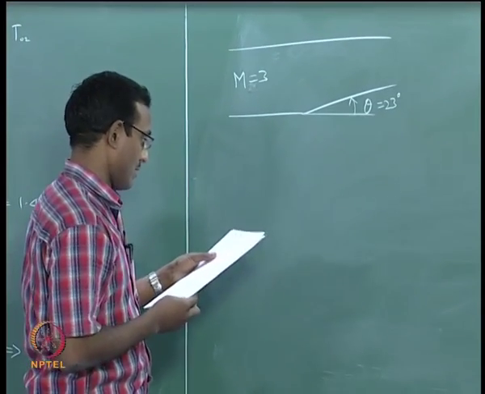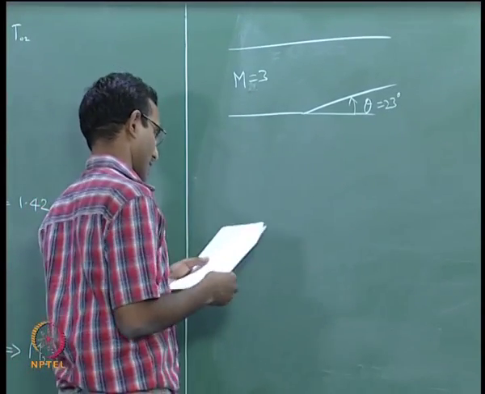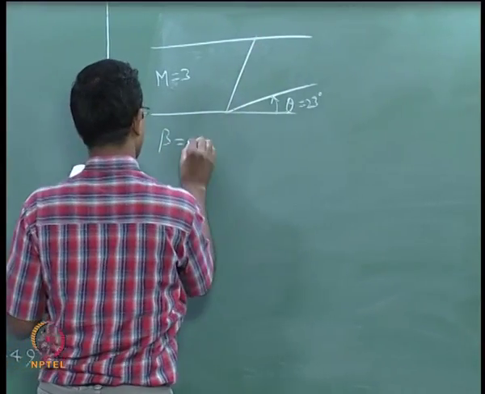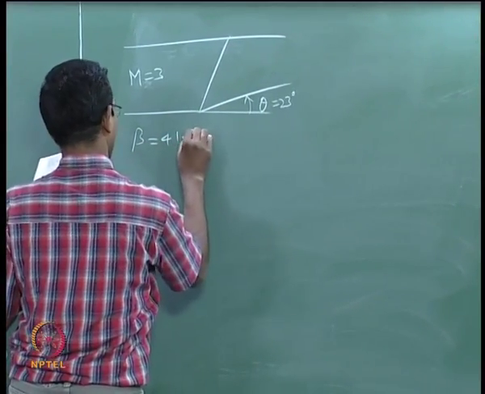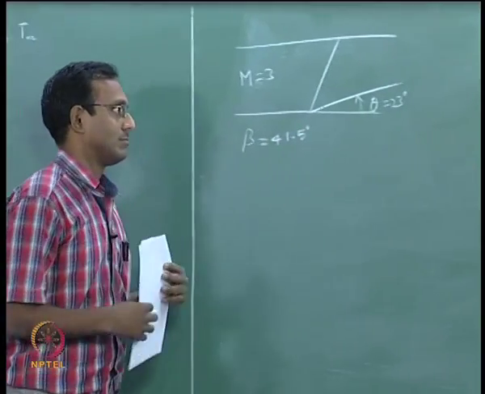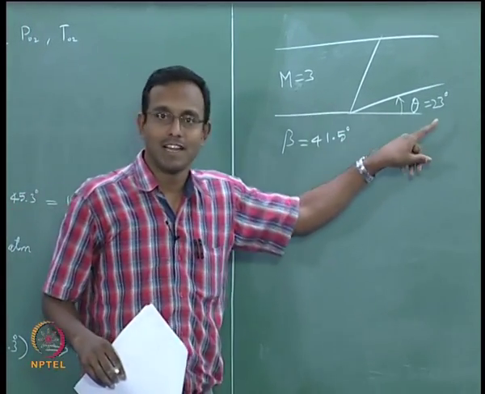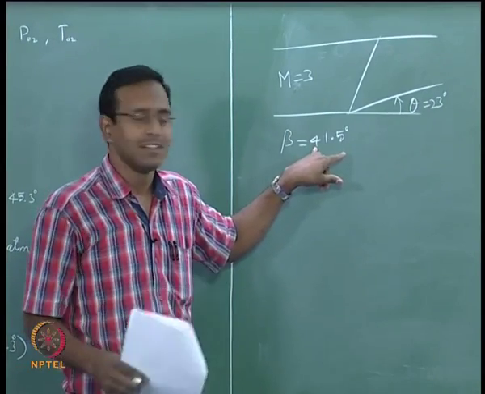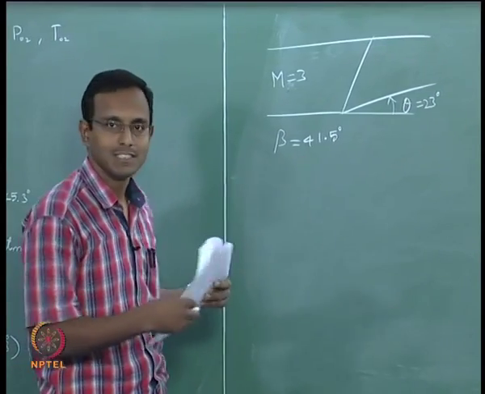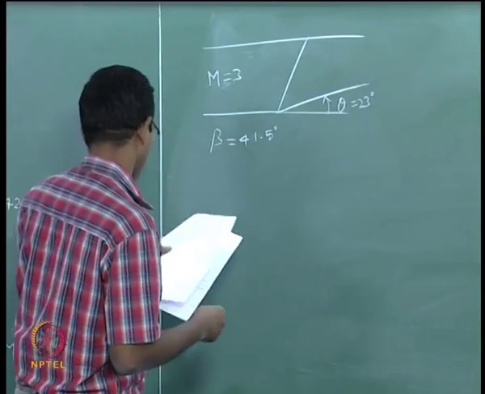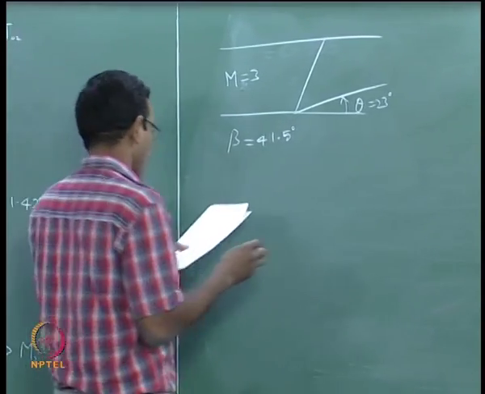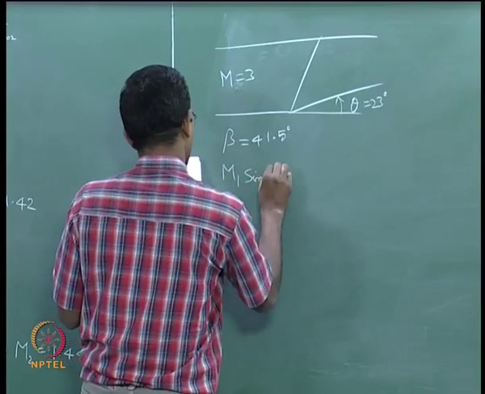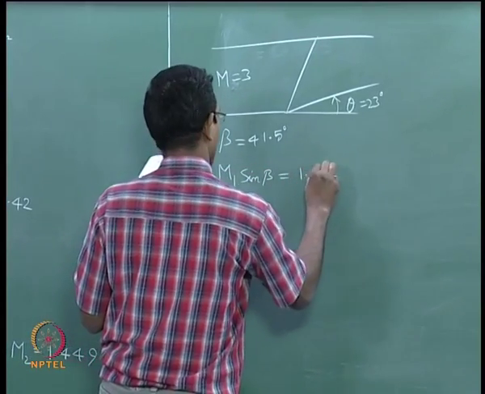Now I will find that for this case beta equal to 41.5 degrees. Compared to the previous problem, it is slightly higher angle, so this number is also higher. Previously it was 37 and now it is 41, slightly higher number. Now from here I am going to find M1 sin beta, this comes out to be 1.988.